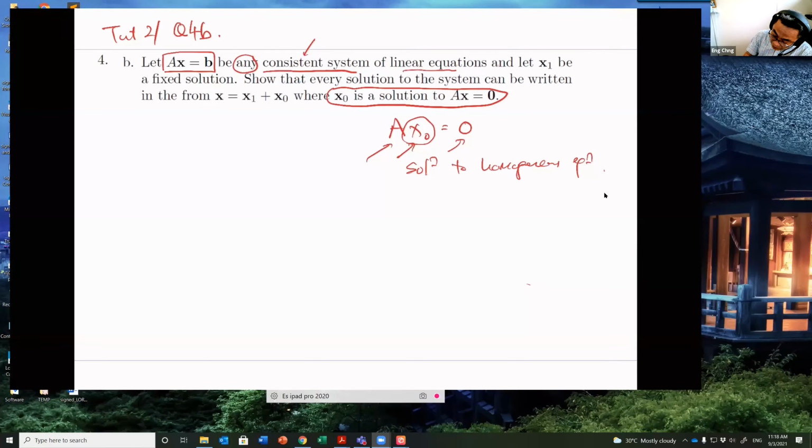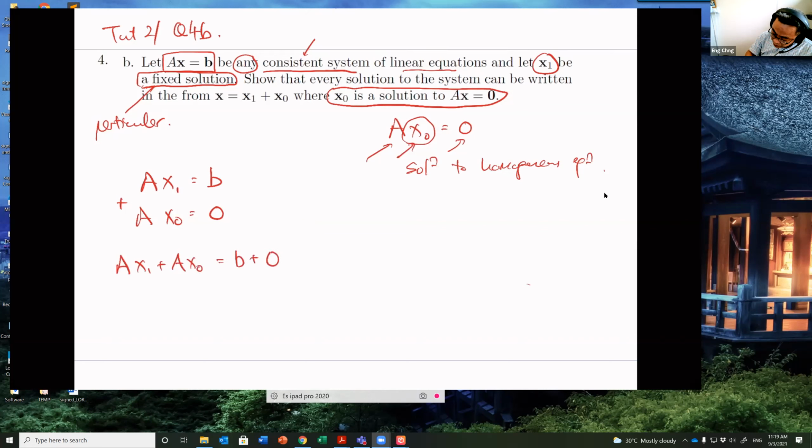Okay. Now let's come back. x1 is a fixed solution. Sometimes the word fixed here is also called particular, so you can check the word particular solution. Okay, so let's see it. A x1 is a particular solution or fixed solution of B. That's given to us. A x0 is 0. That's also given to us. Let's add the two guys up. A x1 plus A x0 equals B plus 0. We bracket it up.